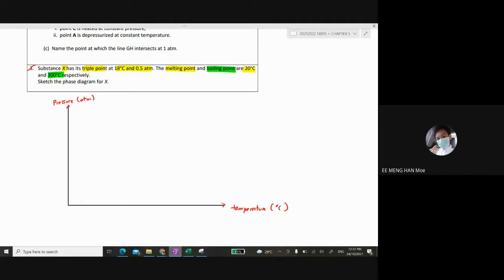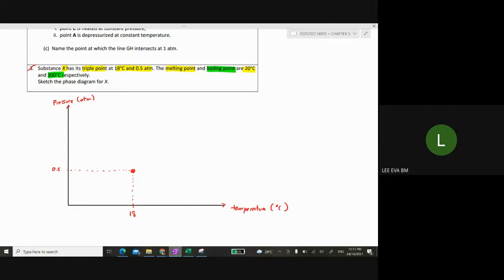So let's say I put over here one point, which is 80 degrees Celsius, and 0.5 atm. It doesn't follow scale because this is sketching, we just roughly sketch only. So this one is your triple point. Phase diagram, actually you don't have to worry. As long as you can see solid, liquid, gas phases, and you label the points given, then the overall phase diagram will look more or less the same.